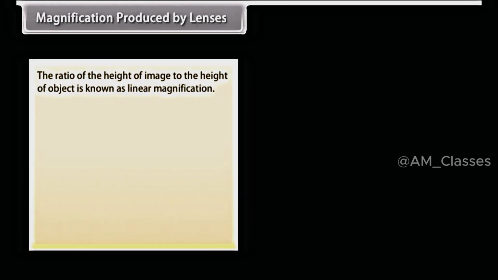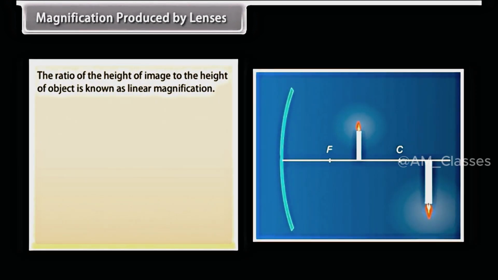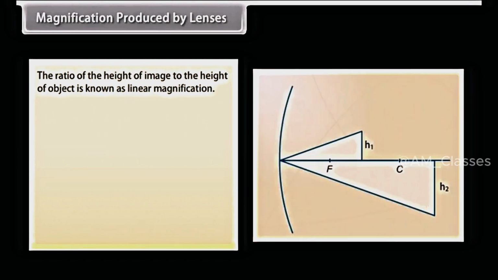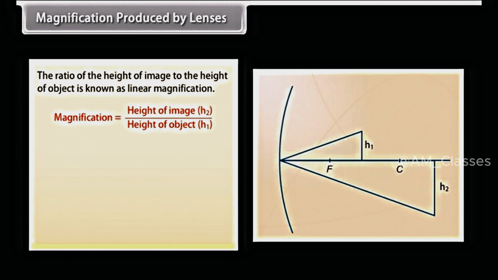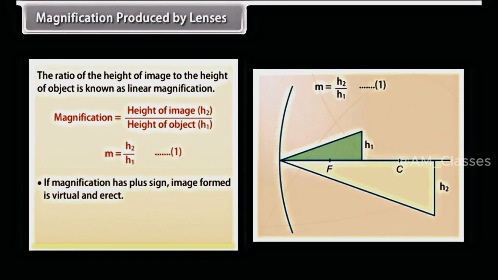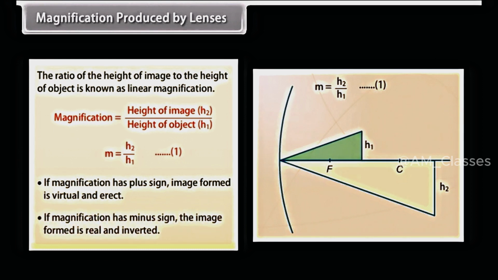Magnification produced by lenses. The ratio of the height of image to the height of object is known as linear magnification. Magnification is equal to height of image H2 upon height of object H1. M is equal to H2 upon H1, which is equation 1. If magnification has plus sign, image formed is virtual and erect. If magnification has minus sign, the image formed is real and inverted.